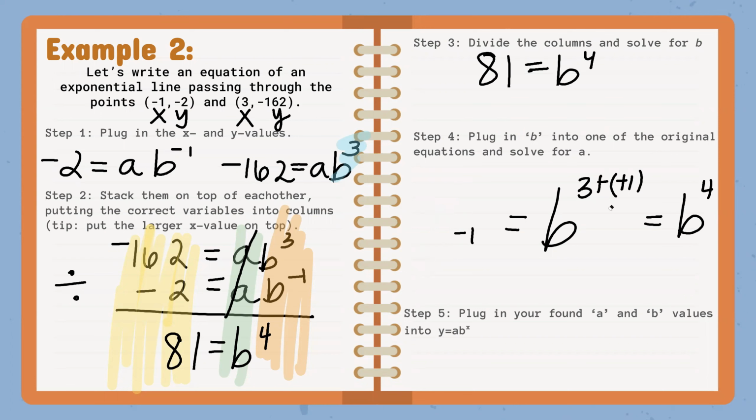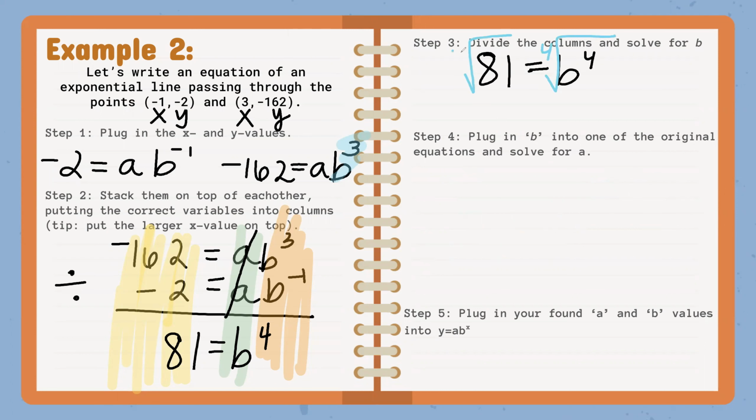Now let's go ahead and continue to solve for B. Since it's to the 4th power, I need to take the 4th root of both sides. And when I put that in my calculator, the 4th root of 81, I get the answer B is equal to 3. So there's my first value that I'm missing from my equation.